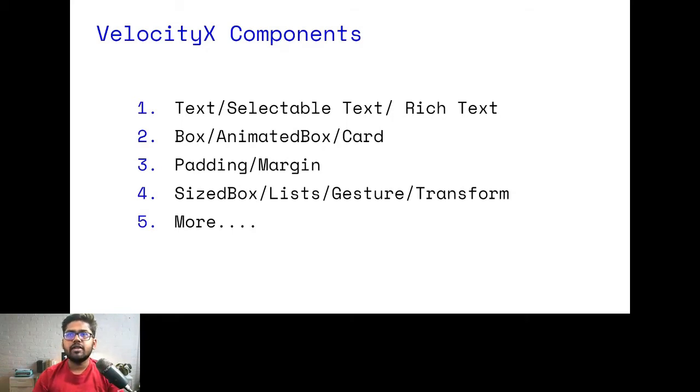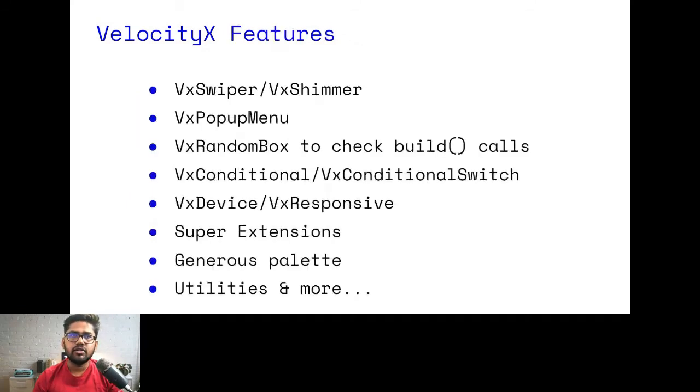So if we see more features, then VelocityX comes with swiper, VX swiper. It gives you shimmer effect with just one single word of code. Then you can support neumorphism if you want. A new widget which I have added is VX pop-up menu, which uses overlays to show pop-ups in an easier way, so you can easily build pop-ups. Then there is VX random box, which you can use during development to check how many times a build method is getting called. And VX conditional and conditional switch, so that it can easily help you in applying any condition to your widgets.